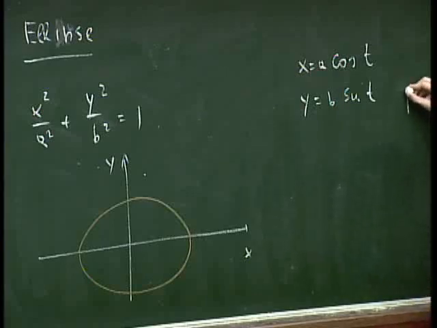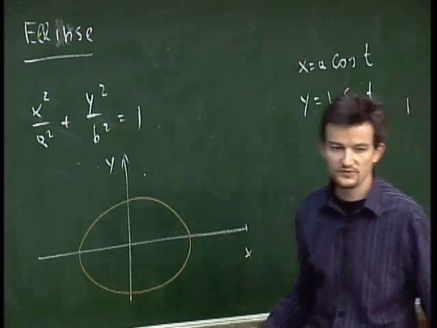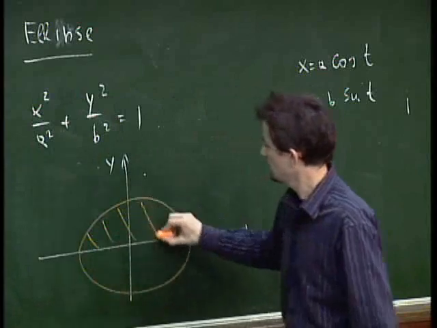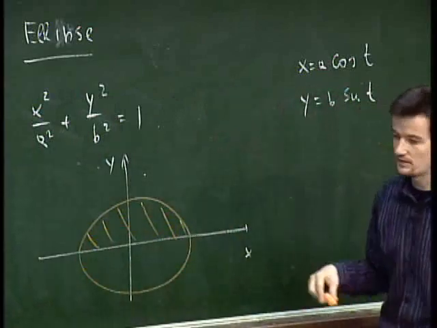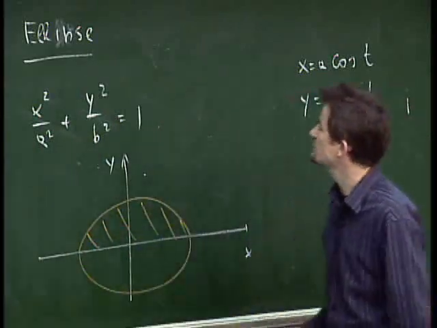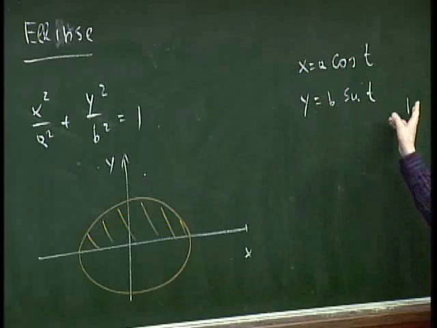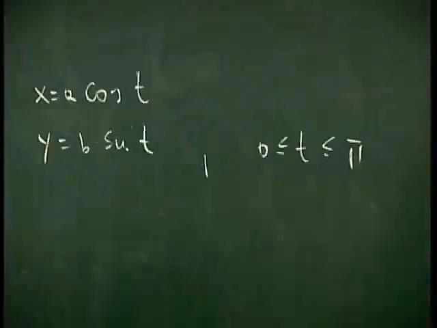Now, our t is from 0 to, for the whole ellipse, from 0 to 2 pi, but what we want to compute is just the area below the upper semi-ellipse. So let's say t is from 0 to pi. This obviously gives you a parametrization of the ellipse. You just plug it in here. You see it's really equal to 1.